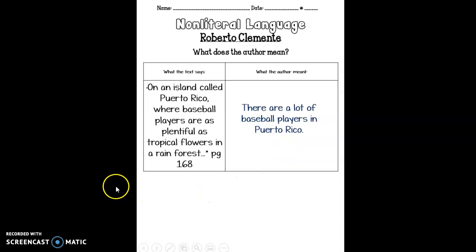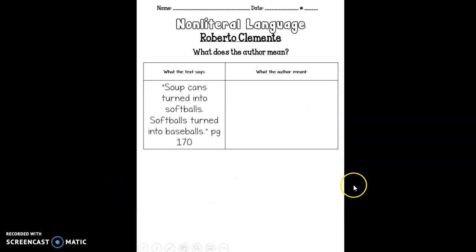It's your turn to try one. Let's take a look at this next example from page 170. The text said, soup cans turned into softballs, softballs turned into baseballs. All right, it's your turn to try it. The video is going to pause. I want you to type what you think the author meant.